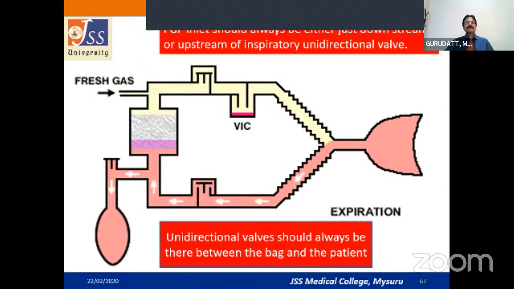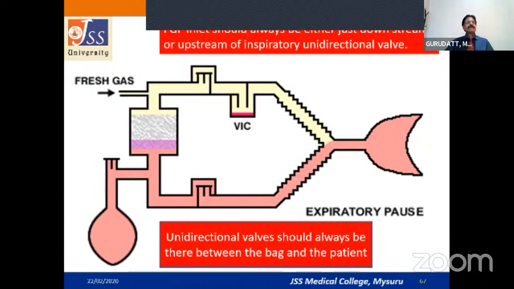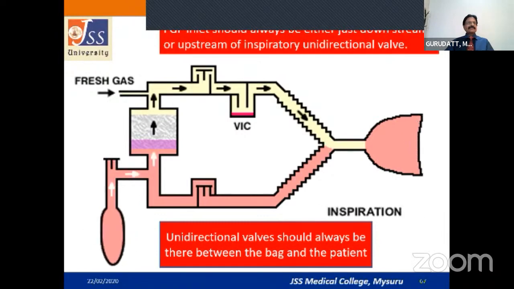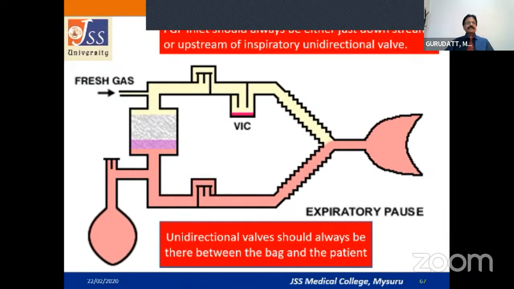unidirectional valve or downstream of the inspiratory unidirectional valve. It should never be kept towards the expiratory part of the circle system, because unnecessarily, again, the gases have to pass through the soda lime, and exhaustion of soda lime can occur. The third thing is the position of the APL valve.